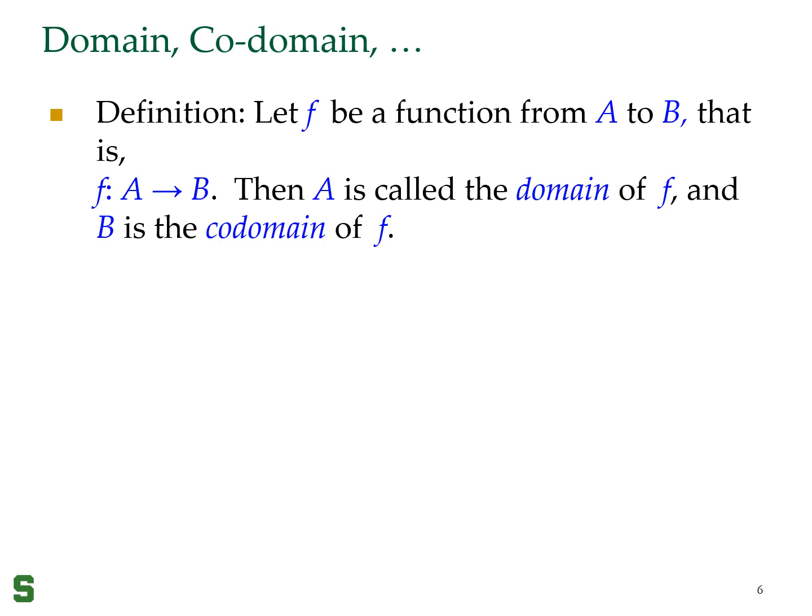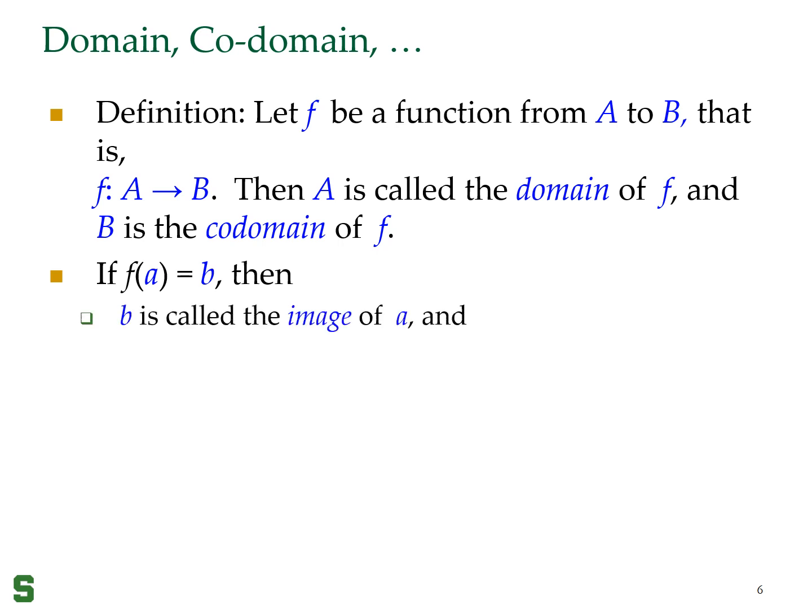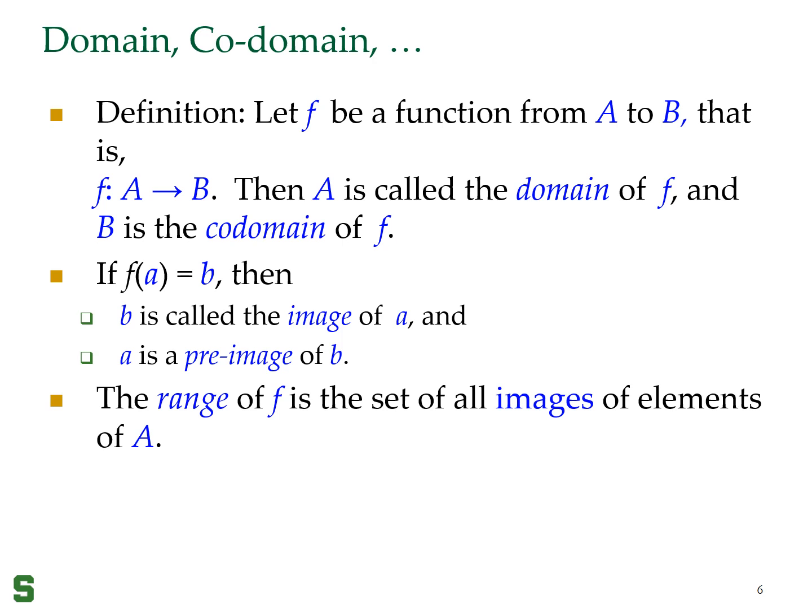Let f be a function from set A to B. In this case, A is called the domain of f, B is called the codomain of f. If f of A is equal to B, then we say that B is an image of A and A is the pre-image of B. The range of f is the set of all images of elements of A. That means you can start with set A and see where each element is mapped to. The union of all those elements will be the range of the function f.